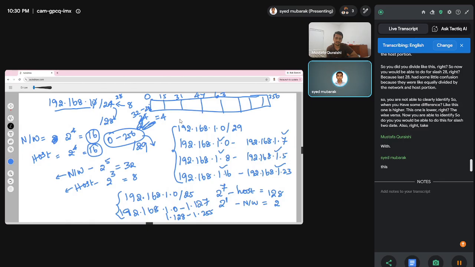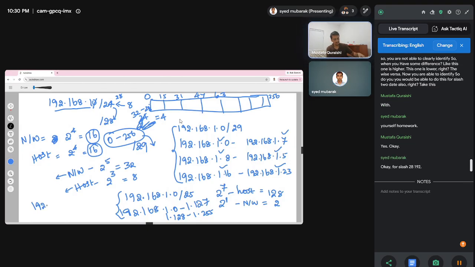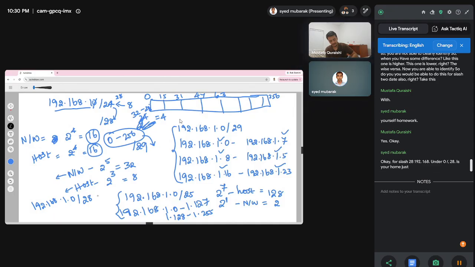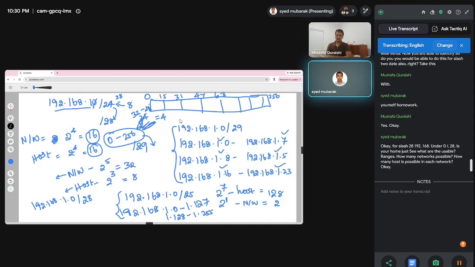Take this as a homework. For slash 28, 192.168.1.0 slash 28, this is your homework. See what all the usable ranges are, how many networks are possible, and how many hosts are possible in each network. So this is what networking is.